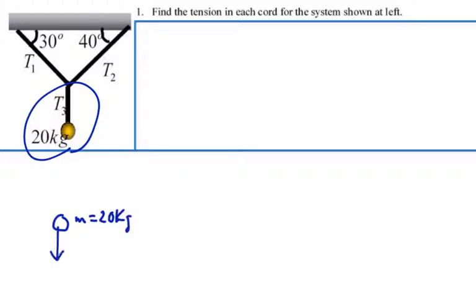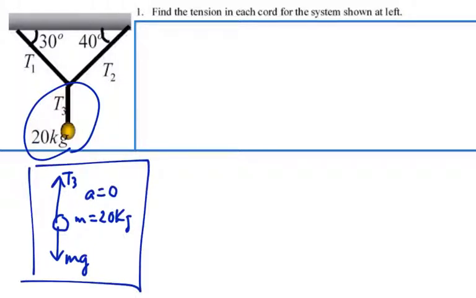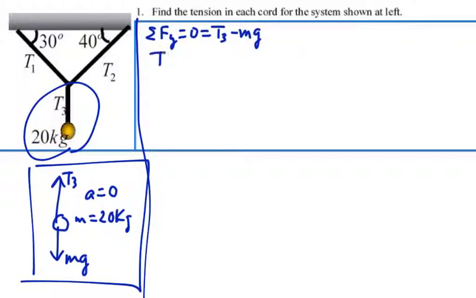It's got weight pulling down, mg, and tension 3 pulling up. And as a result of these two forces, there's no acceleration. So there's our free body diagram for the 20 kilogram mass, and we're going to use that to say the summation of all the forces in the y direction is equal to 0. That's equal to tension 3 minus mg. Hence, tension 3 is equal to mg, which is 20 times 9.8, or 196 newtons.